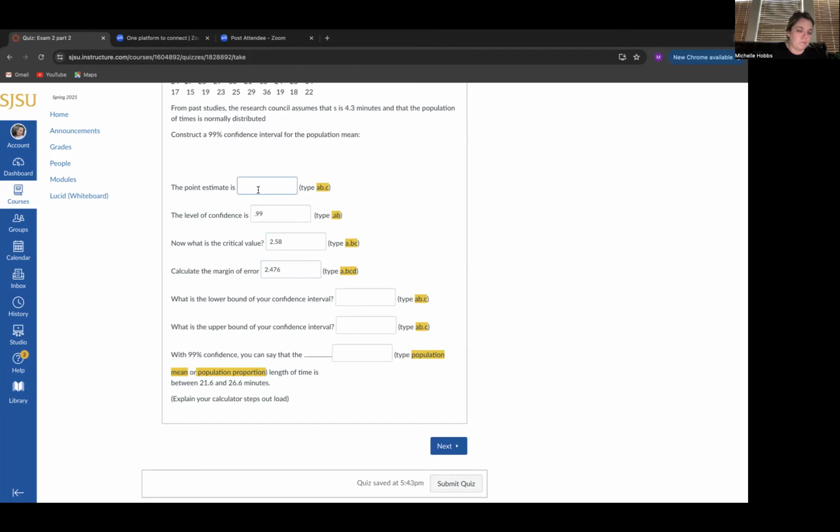Still trying to figure out what is the point estimate. I'm hung up on the point estimate because I'm getting a weird number.